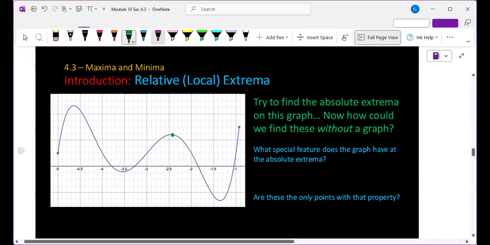So like in here, just past that negative 2.5, that guy's a max for his little collection of X values right around there. And then over here, around the negative 3.5, that's a relative low. But we also see our absolute max. And our absolute min.